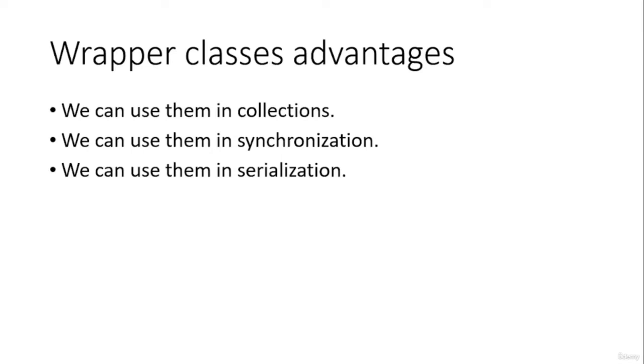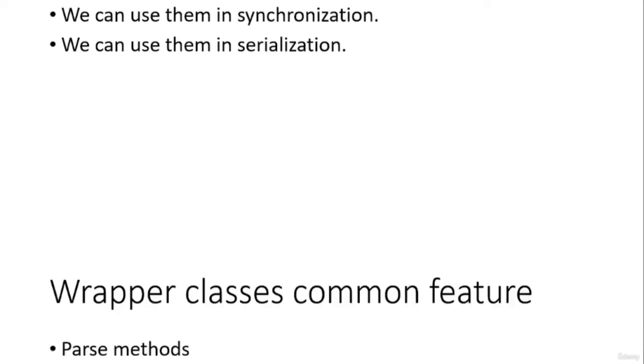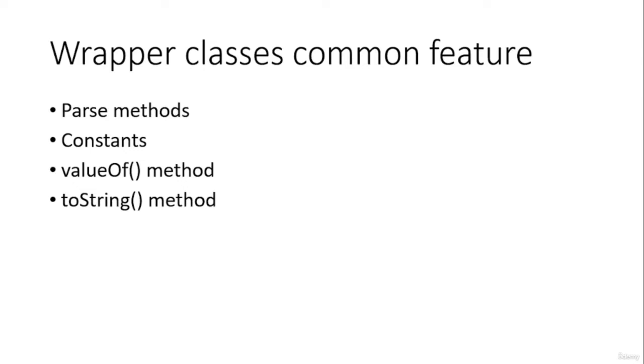The next feature is serialization. Serialization is the process of converting a particular class into a writable byte stream. This process is also possible only if the particular data type is converted into a wrapper. Next we will discuss some of the common methods available in the wrapper classes.